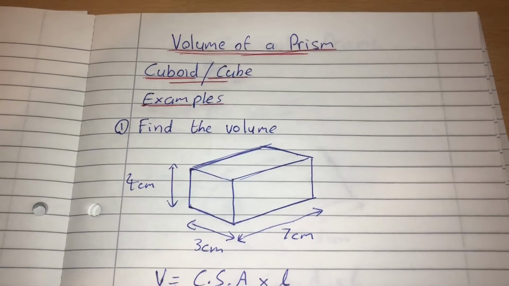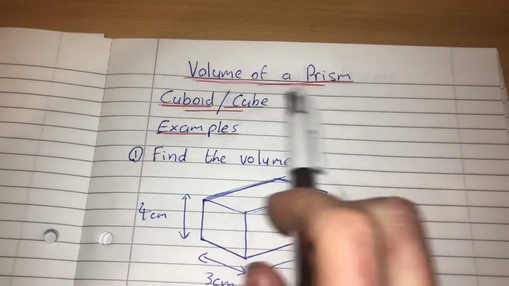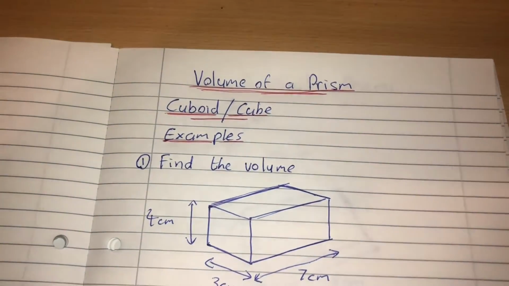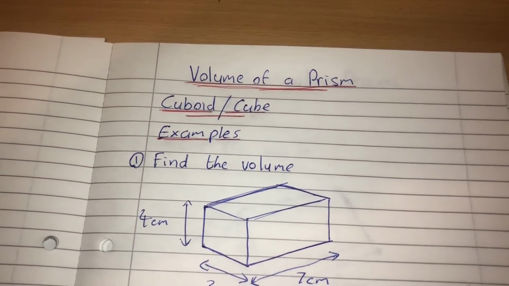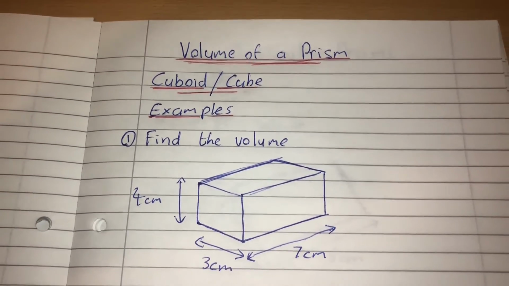Okay, so in our second lesson looking at volume, we're going to continue on to look at how we find the volume of a different number of prisms. So just a brief recap, the volume, as you'll recall, is the space inside a three-dimensional shape. That's what the definition is.